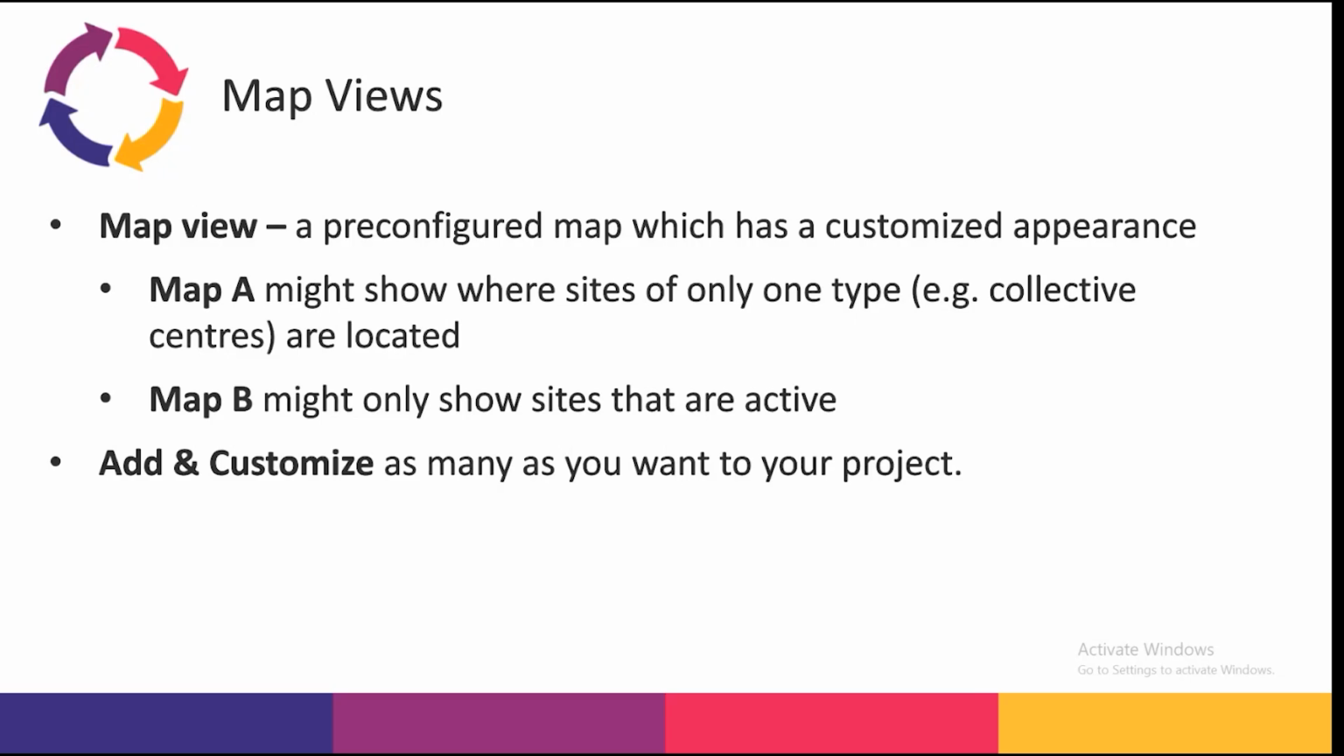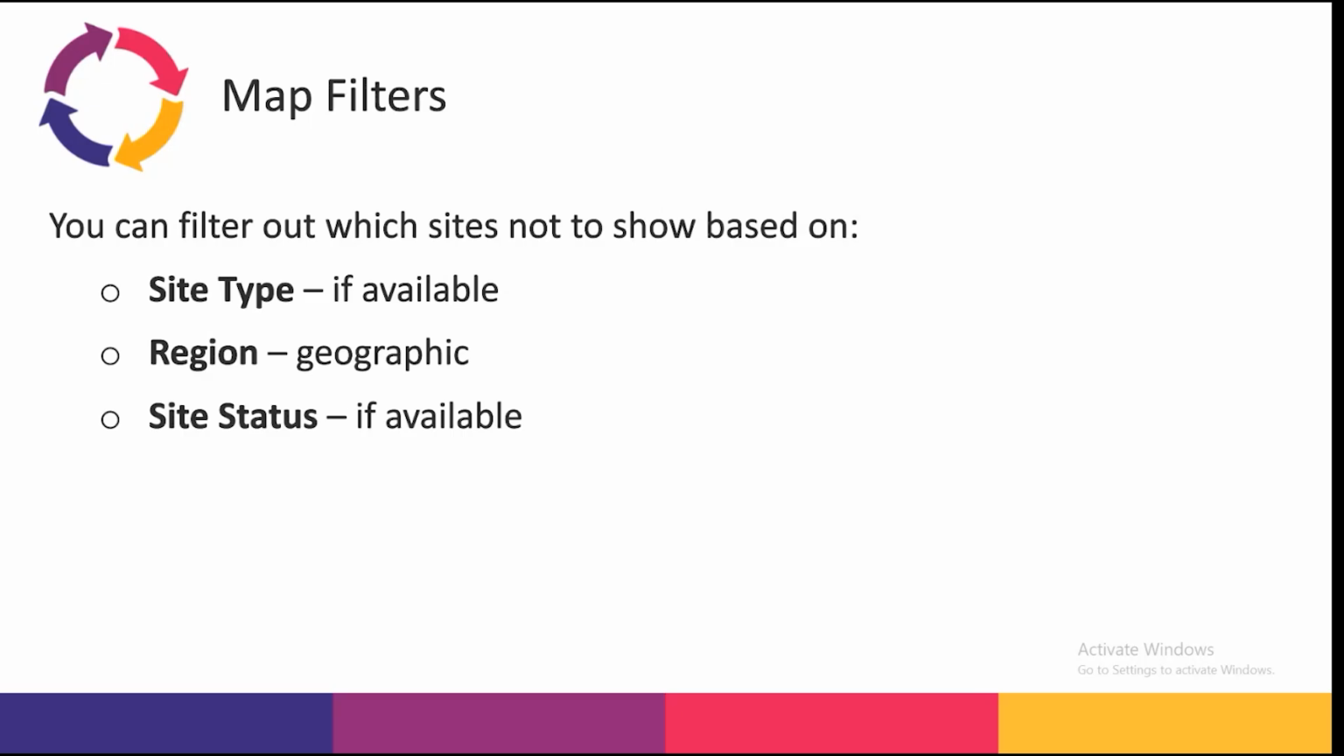You can add and customize as many maps as you want to your project. They're quite easy to toggle and fiddle around with, and they can be very useful just to display your work in your project. Some filters that you can use: you can filter by site type, you can filter by region, and you can filter by site status.